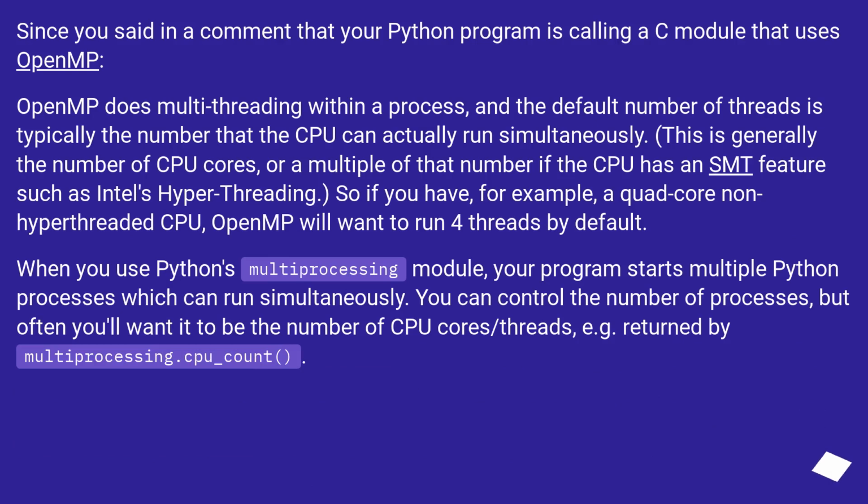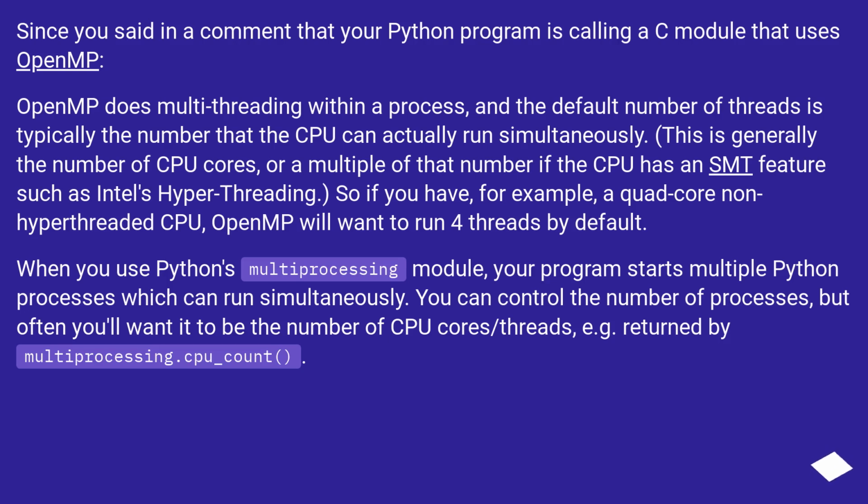Since you said in a comment that your Python program is calling a C module that uses OpenMP: OpenMP does multi-threading within a process, and the default number of threads is typically the number that the CPU can actually run simultaneously. This is generally the number of CPU cores, or a multiple of that number if the CPU has an SMT feature such as Intel's hyper-threading. So if you have, for example, a quad-core non-hyper-threaded CPU, OpenMP will want to run 4 threads by default.